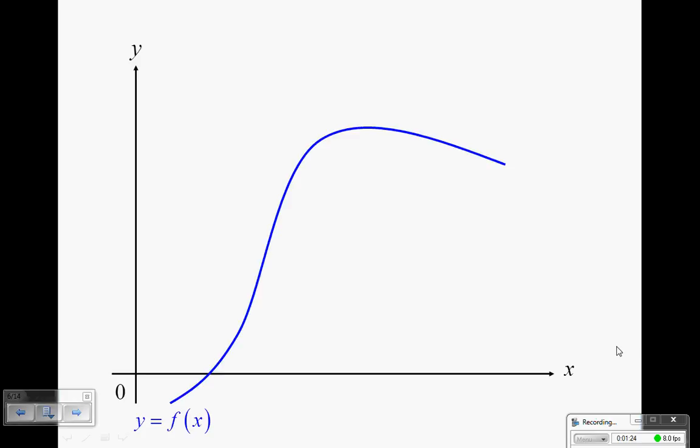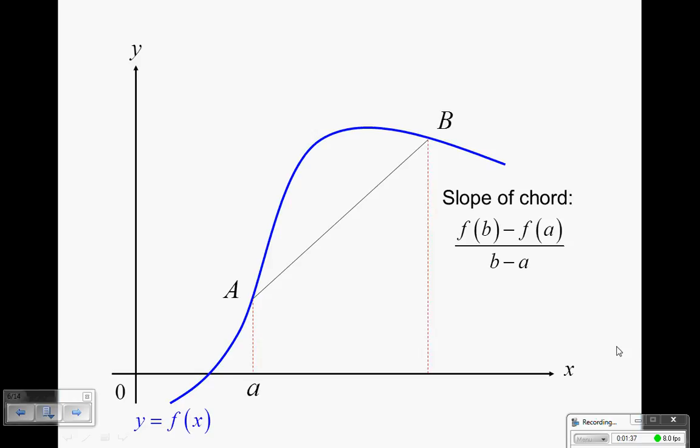So suppose here we have a function. So here's a function f of x. And here's a point A and a point B. If you were to calculate the slope between A and B, you would just take the function value evaluated at B minus the function value at A. So like the change in y over change in x is what we're looking at there. And that gives you the average slope.